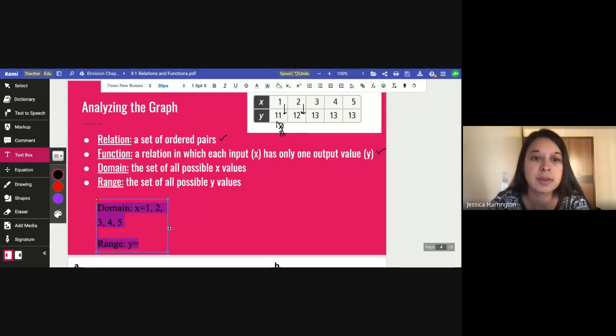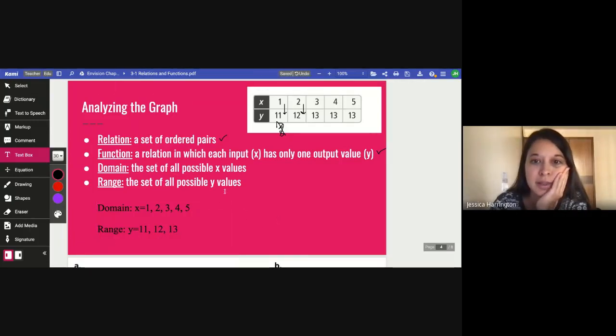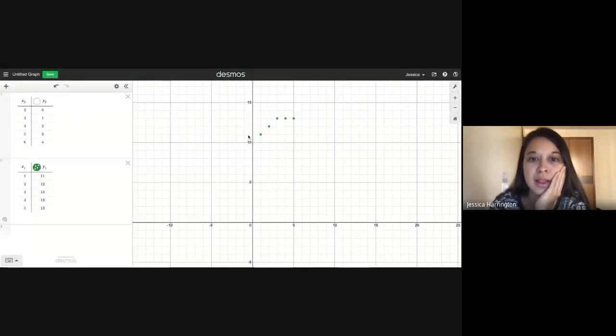Y is allowed to be, well, it's all on the table, so that's easy. Y is allowed to be 11, 12, or 13. That's it, right? And so I can pull this from this table, or I can look at it in the graph, and that's also true. X is only allowed to be 1, 2, 3, 4, or 5, and y is allowed to be 11, 12, or 13. That's the domain and range, okay?